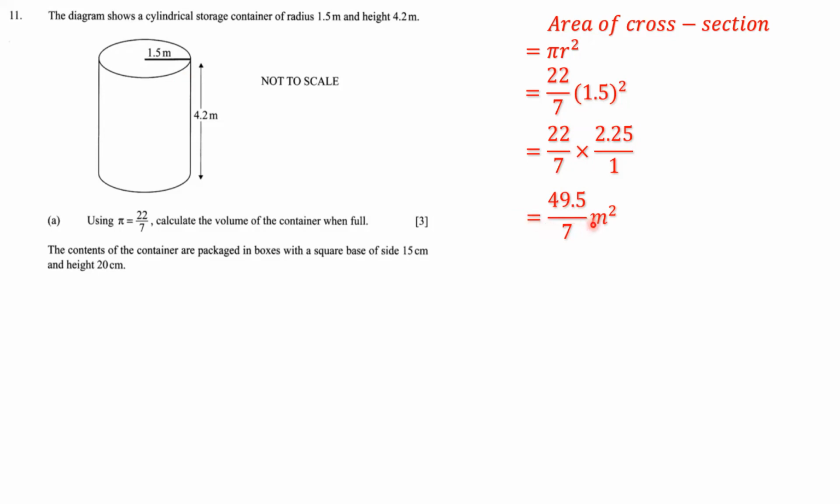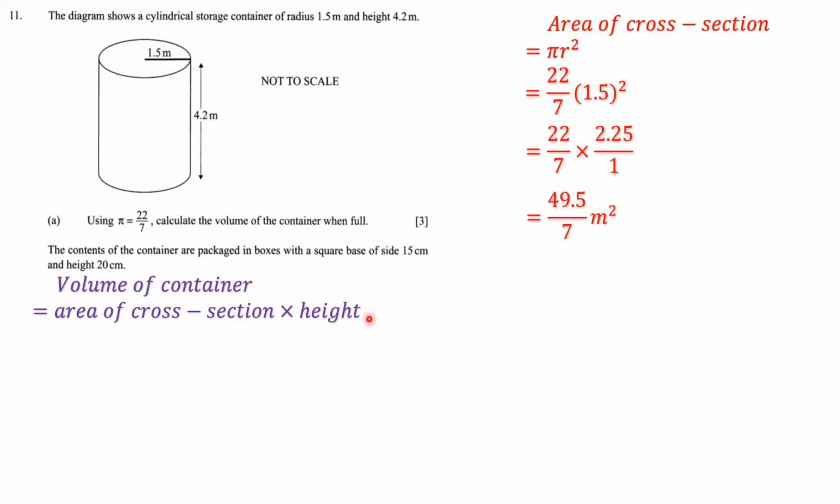Now I could simplify it some more, but I'm going to leave it right there because I need to use this fraction to help me figure out the volume. Because remember, the volume is going to be the area of the cross section multiplied by the height. What's the area of the cross section? We got it right there, 49.5 all over 7.